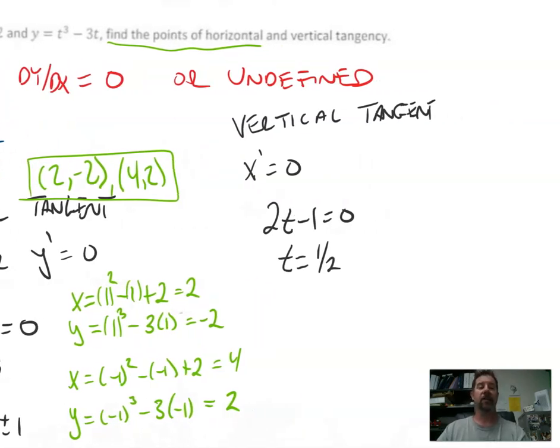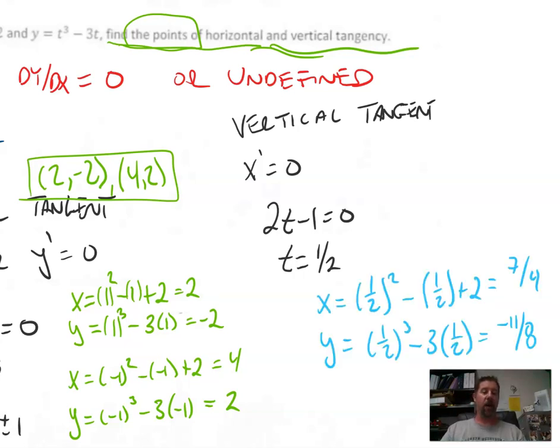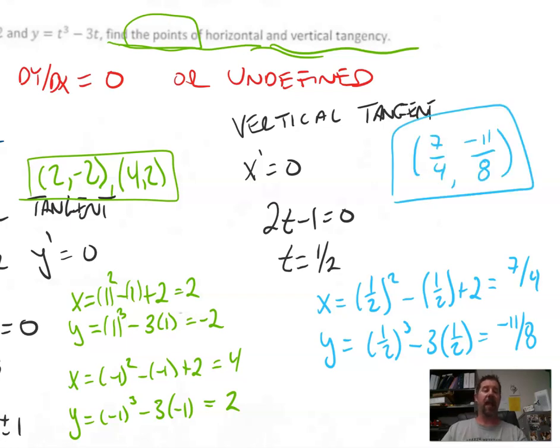All right, and so now I need to go and find, again, that point. Don't forget to read directions. We want the point of vertical tangency. And when we plug into our x and y equations, we're going to get 7/4 and negative 11/8. And so the point of vertical tangency would be (7/4, -11/8).